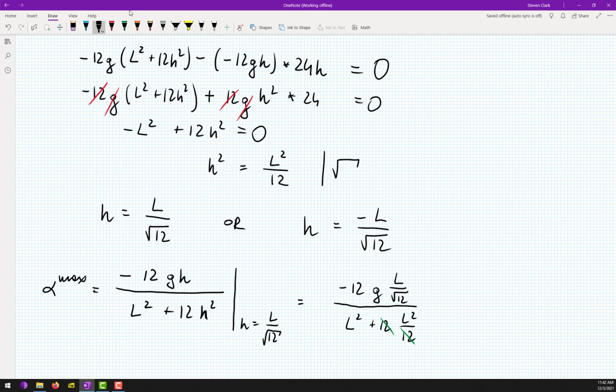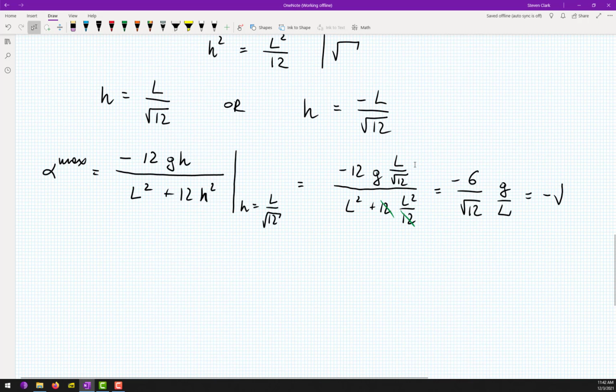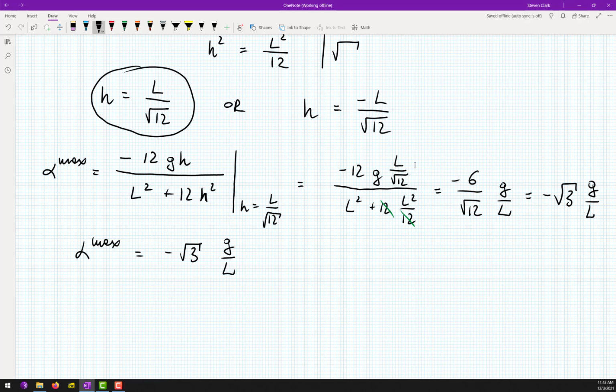So this will be equal to minus 6 divided by square root of 12, g divided by L. And if you grab your calculators, you will end up with such an expression. It can be simplified. So our alpha is actually equal to minus square root of 3 g divided by L. Okay, so our alpha max is equal to minus square root of 3 g divided by L, for this case.